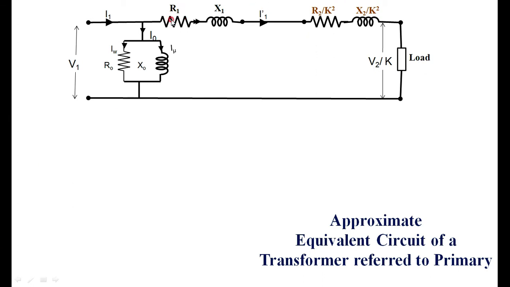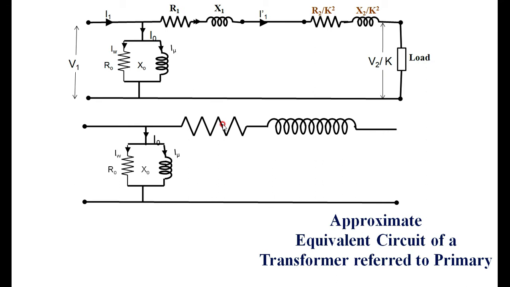You can see here I am drawing the same figure once again. It is R1 and X1, R2 by K square, X2 by K square. Now what I am doing? I am adding the two resistances and adding the two reactances. I will draw one more diagram with the same parallel element. Now instead of the two resistances, I am simplifying by adding these two. That resistance I am calling R01. R01 is the sum of these two resistances, and it is called the equivalent resistance referred to the primary side. That is R1 plus R2 by K square.